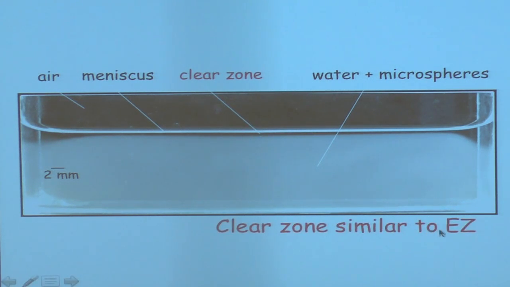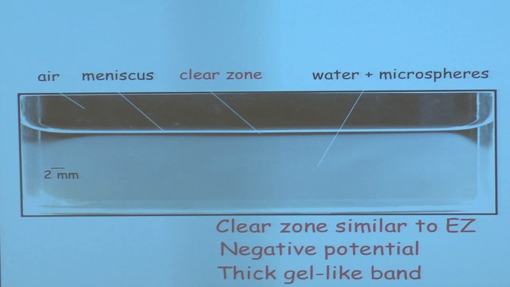That clear zone is similar to an EZ because it excludes microspheres. We did measurements using microelectrodes, and we found that this upper zone, especially near the top, has a negative electrical potential, again as expected. And I'm going to show you in the next slide that this clear zone is not like water. It's like a thick gel. It's cohesive. It sticks together despite mechanical perturbations.